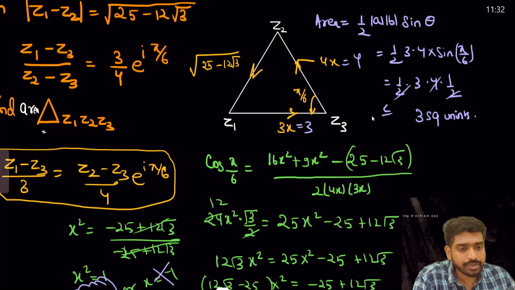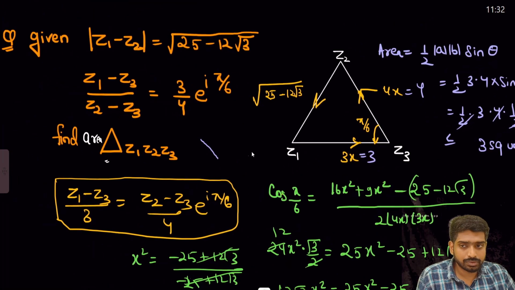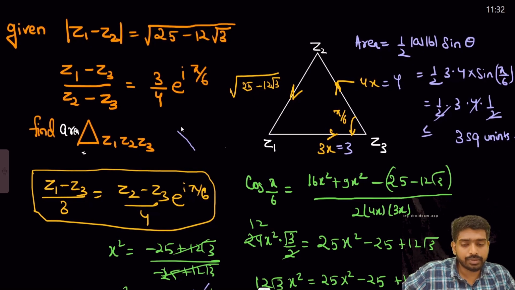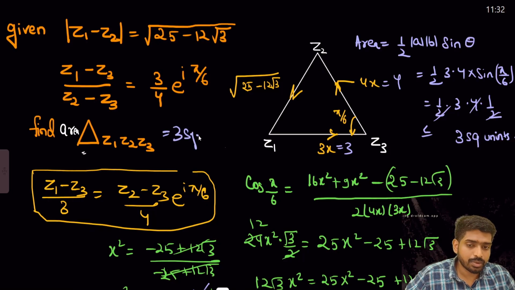3 square units is the answer for this question. The area of this triangle we got is 3 square units. Got it?